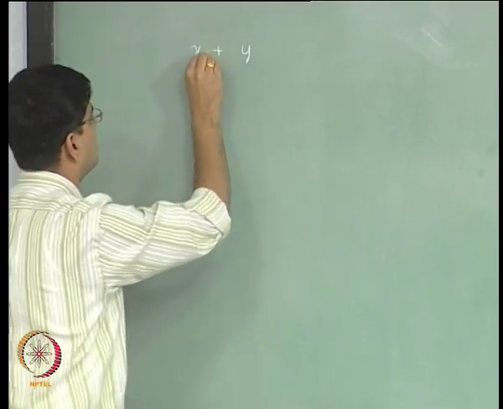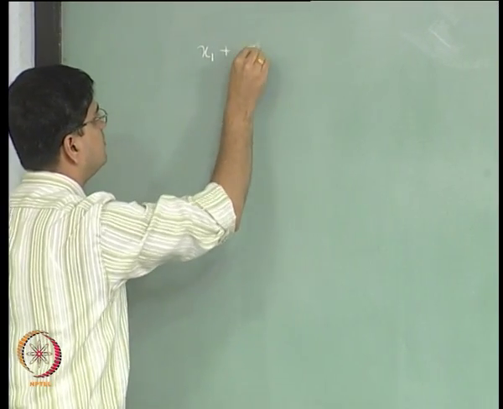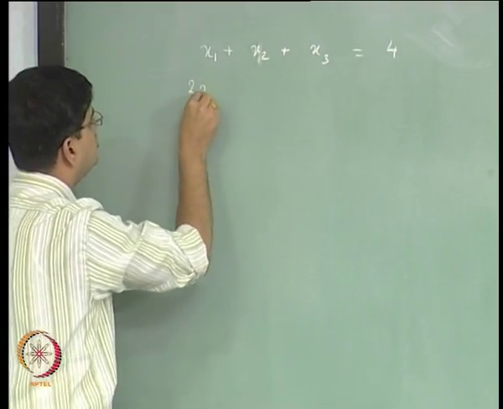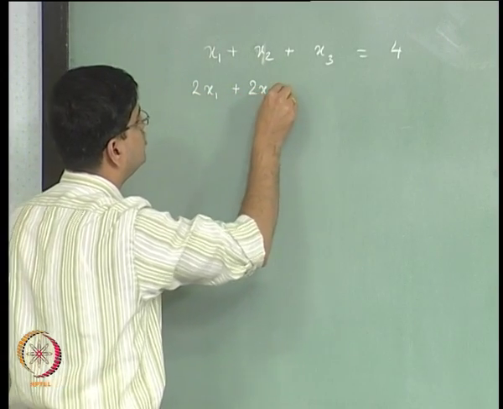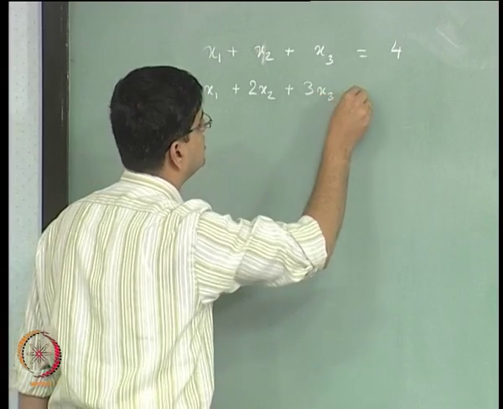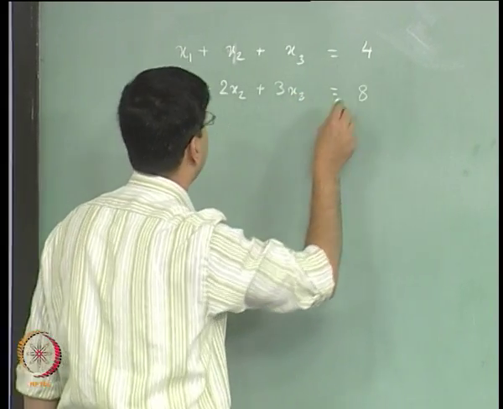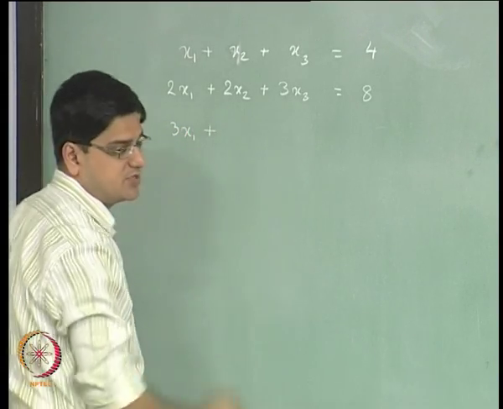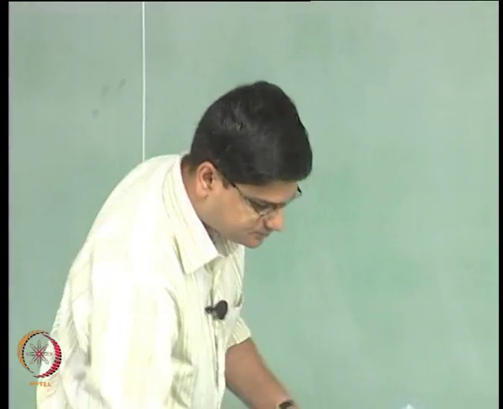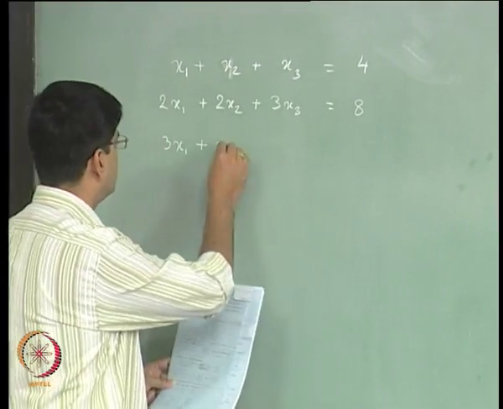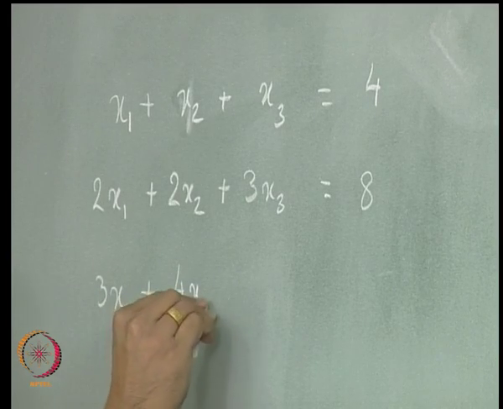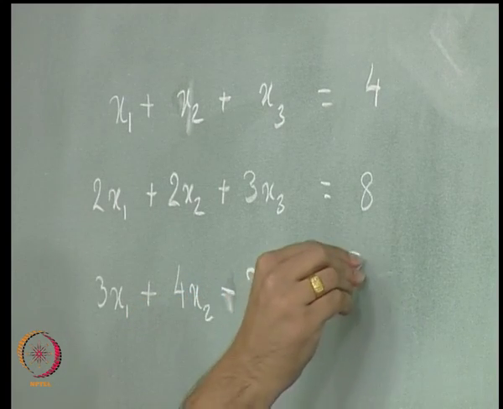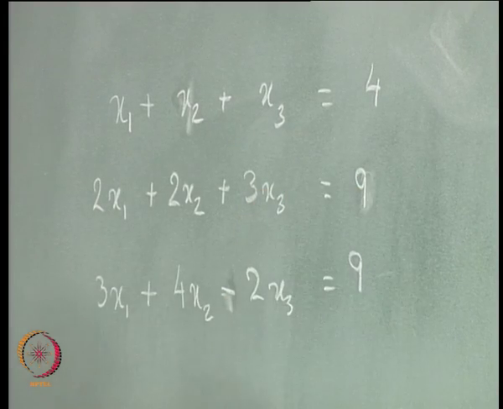x1 plus x2 plus x3 equal to 4, 2x1 plus 2x2 plus 3x3 equal to 8, and 3x1 plus 4x2 minus 2x3 equal to 9, and this number should be 9. Okay.